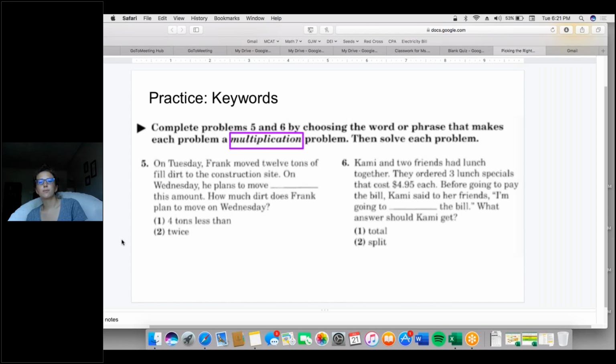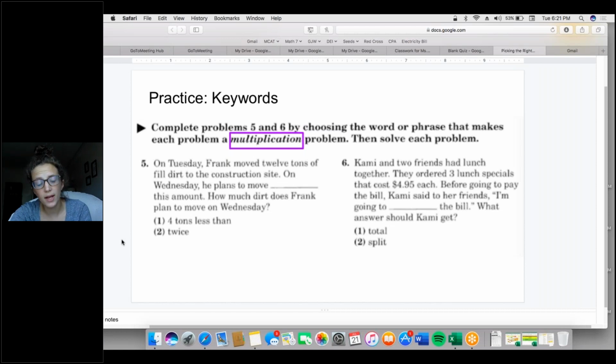Now, just like addition and subtraction have keywords, multiplication and division do. So number 5 says, on Tuesday, Frank moved 12 tons of fill dirt to the construction site. On Wednesday, he plans to move blank this amount. How much dirt does Frank plan to move on Wednesday?